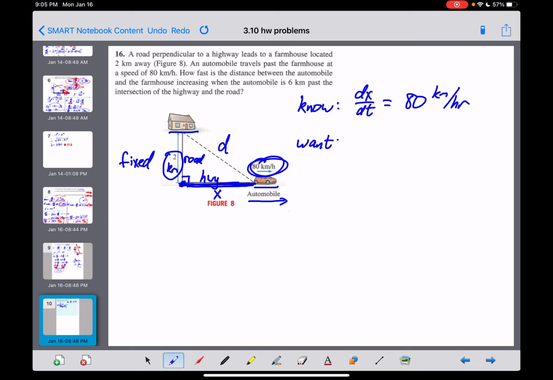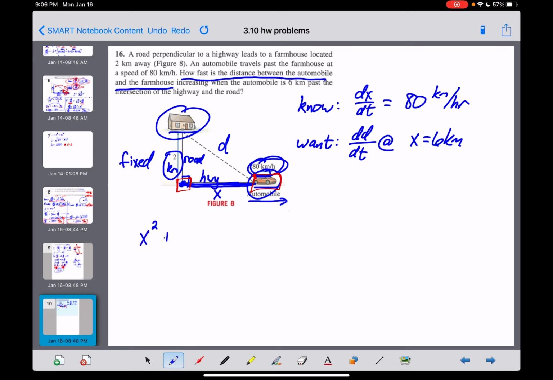And the derivative we want to know: how fast is the distance between the automobile and the farmhouse changing? Here's the auto, here's the farmhouse. We want the derivative of d, distance, taken with respect to time at the moment when the automobile is 6 kilometers past the intersection of the highway and the road. Here's the intersection of the highway and the road. That's going to be x, so we want x to be 6 kilometers. That's what we're looking for. So we need an equation that relates x and d. That's going to be the Pythagorean theorem.